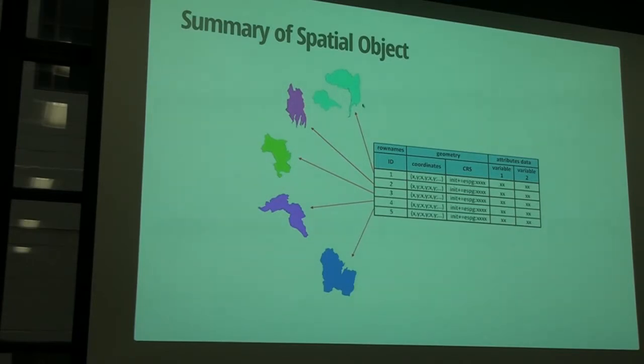And then a spatial entity could be a set of graphical entities. For example, if we see New Zealand as one spatial entity, because New Zealand has two islands, the North Island and the South Island, then we will have two graphical entities. It could be one or it could be a set of them. And in this case, when we try to manipulate the data, we are actually doing the same things, but just with a little bit different syntax.